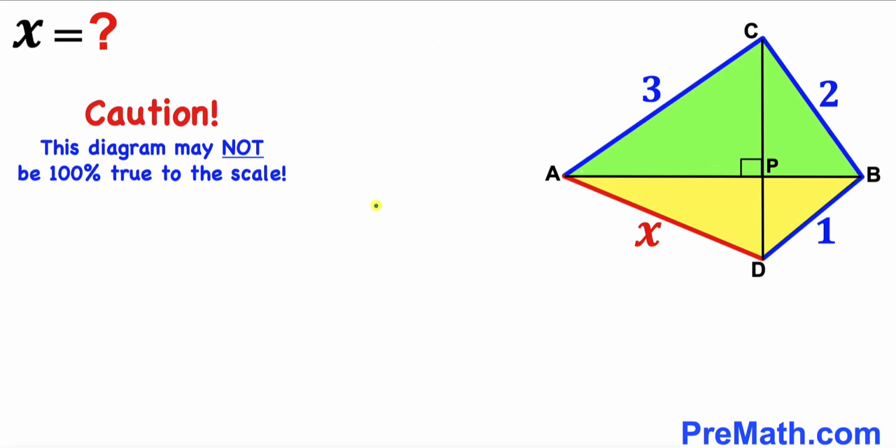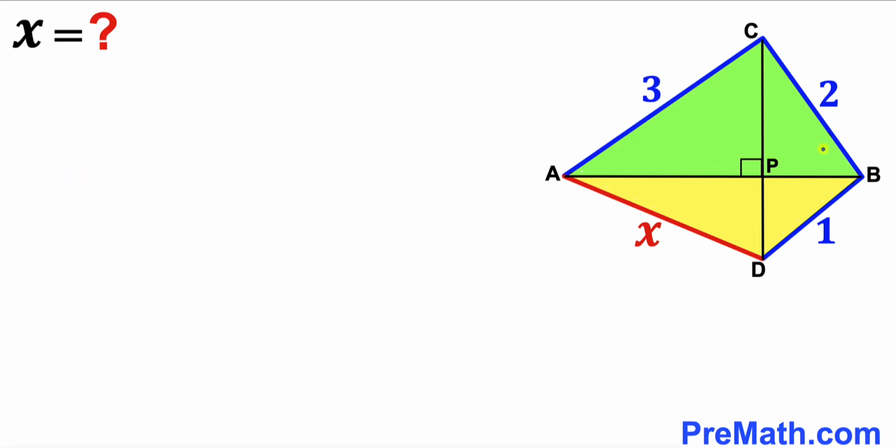Please keep in mind that this figure may not be 100% true to scale. Let's get started, and let's focus on these two diagonals AB and CD, which are perpendicular to each other at this point P. I'm going to label this segment AP as lowercase a, this BP segment lowercase b, this CP segment as lowercase c, and finally this PD segment as lowercase d. Now let's make an observation. We have these four right triangles.